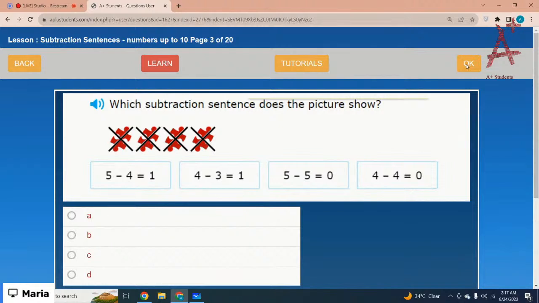So you have to do 4 take away 4 and you are left with, 4 take away 4 is 0. The correct option is option number D. 4 take away 4 is 0. That would be option number D.